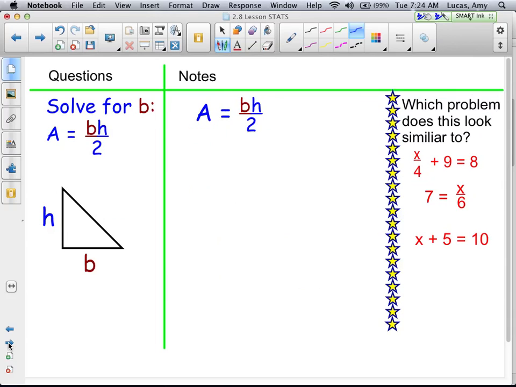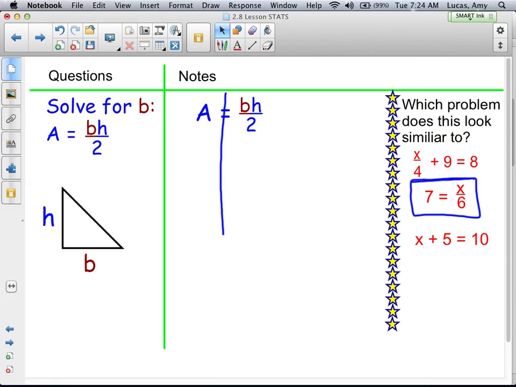The next formula is a triangle now, the area of a triangle. What does this look similar to? Probably it looks similar to the second one here because it's got a fraction in it, and the fraction takes up one entire side of our equation. How it's a little bit different is this actually has a fraction with an extra h in the numerator and a 2 in the denominator.